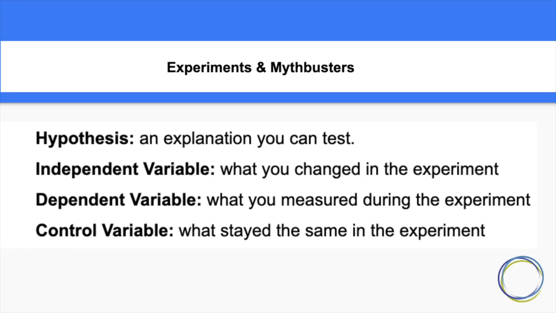The dependent variable is what you're going to measure during the experiment. Usually it's something you measure at the end. It's what you record in your data table. And then finally, you're going to be looking for the control variable or control variables. Those are things that stayed the same in the experiment to make sure that your data are reliable.